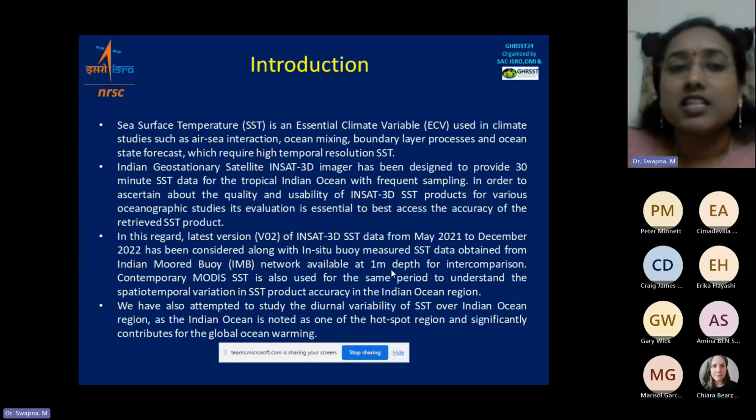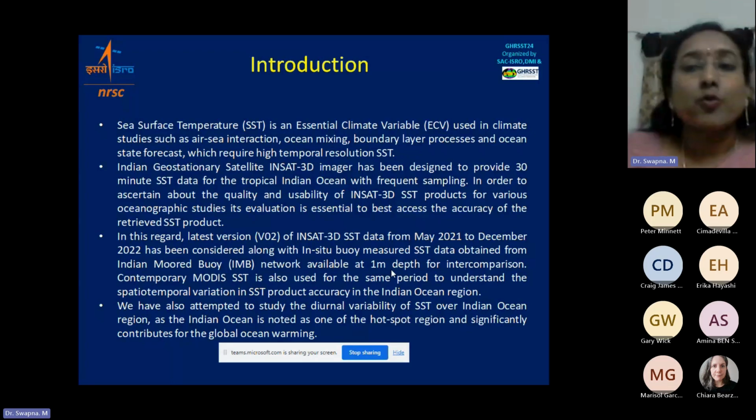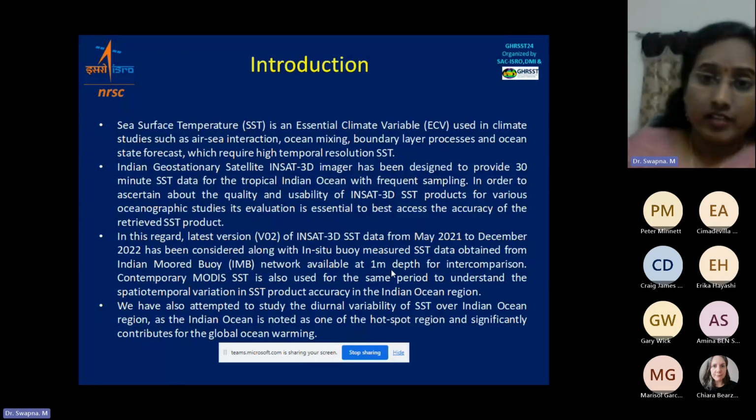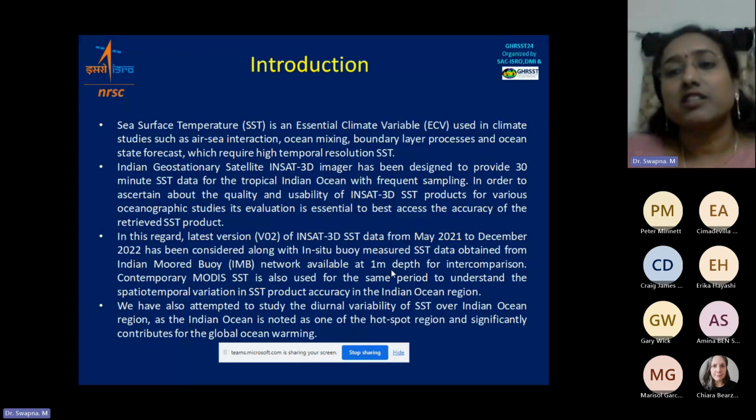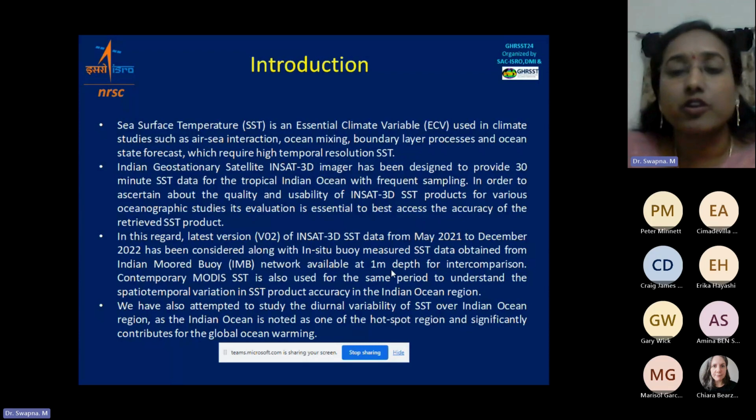Coming to our ISRO, we have INSAT-3D. It is the Indian geostationary satellite, which is providing high temporal resolution, that is, 30-minute SST data for the Indian Ocean region. To best utilize this product, we need to assess its quality, and by comparing with in situ observations, we can know how it can be utilized in many applications, from daily to weekly and monthly scales, to understand ocean processes.